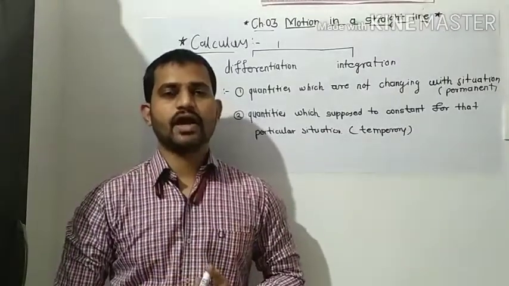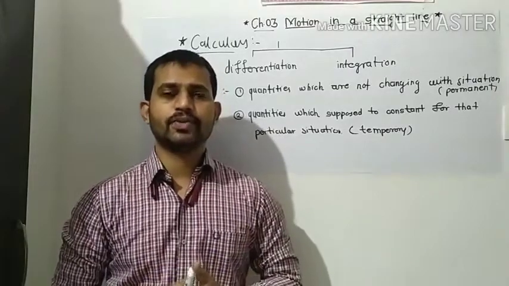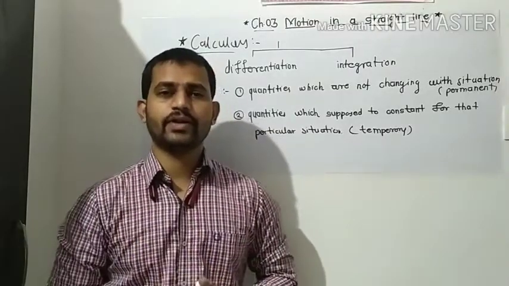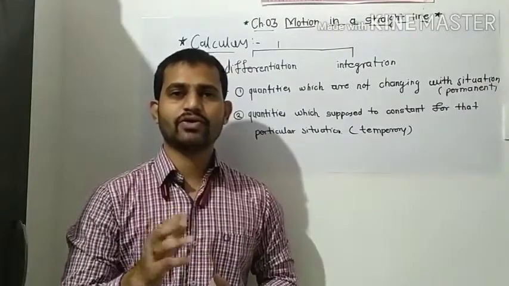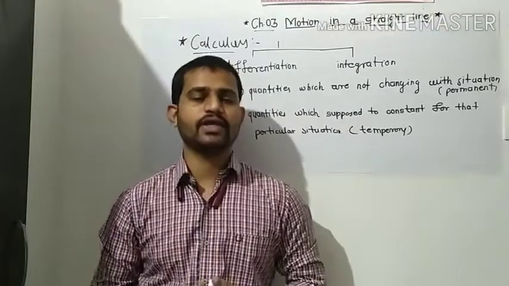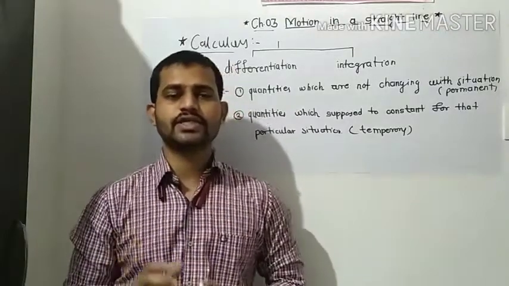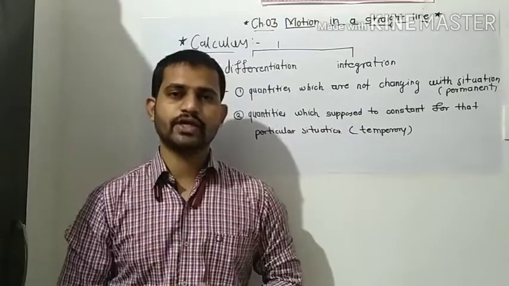So the variables are the quantities which can have any value. We can assign any value to a variable, unlike constants. Suppose a vehicle is traveling. Then what is changing there? The position is changing. The position of the vehicle is changing.